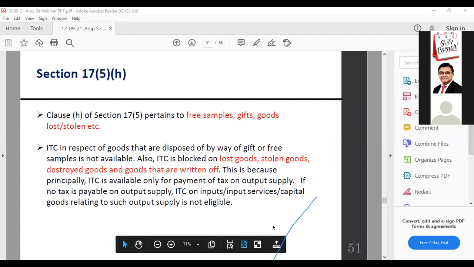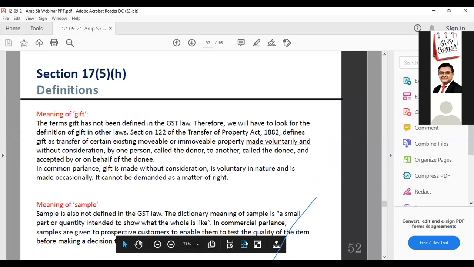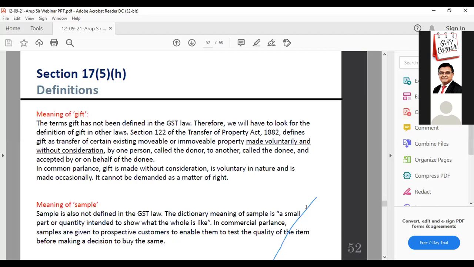Yeah. So here we will see the definition of gift. So what is the definition of gift? Since gift has not been defined in the GST Act, we'll have to go to section 122 of the Transfer of Property Act, which defines gift as a transfer of certain existing movable or immovable property made voluntarily and without any consideration. So we need to keep these two things in mind.